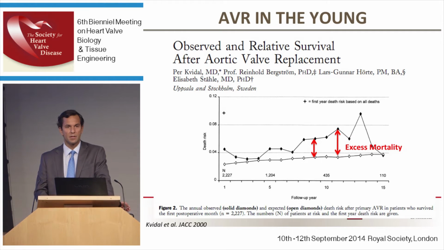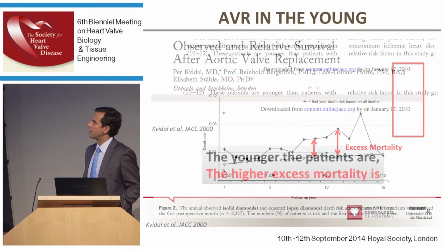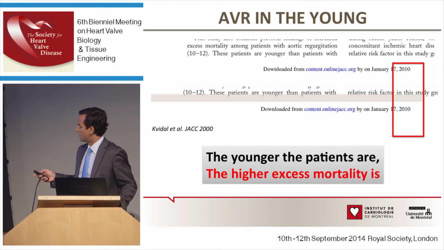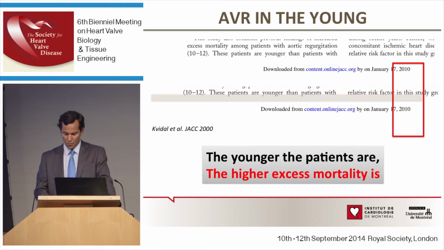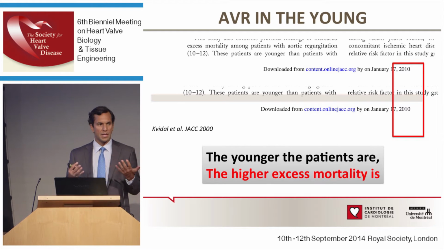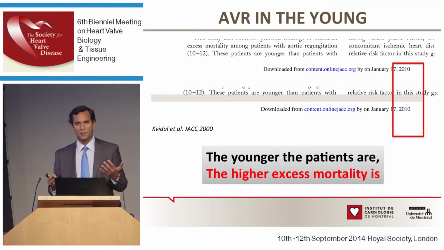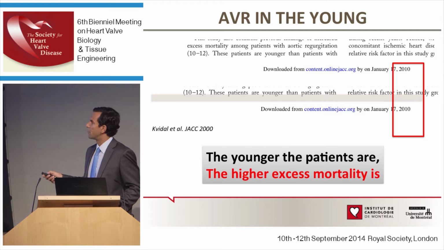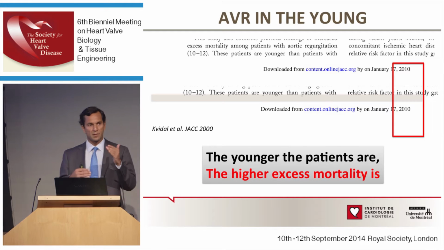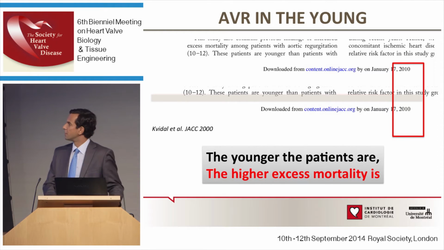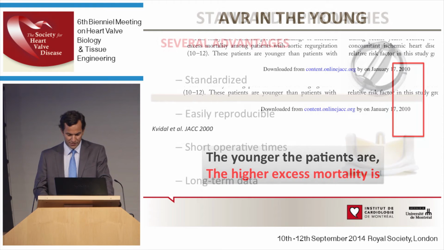If we look a little deeper into the detail of that paper, when they stratified the patients according to their age at the time of surgery, what was most striking is that the observed versus expected ratio of death in these patients was the highest in the younger patients. And that might sound slightly counterintuitive. One would think that a young patient who has aortic valve disease that's now been replaced would have a normal survival in the long term. But in fact, the younger the patients are, the higher the difference, or the excess mortality, in these patients in the long term. Sorry, this is in French, but essentially it just says what I just said.